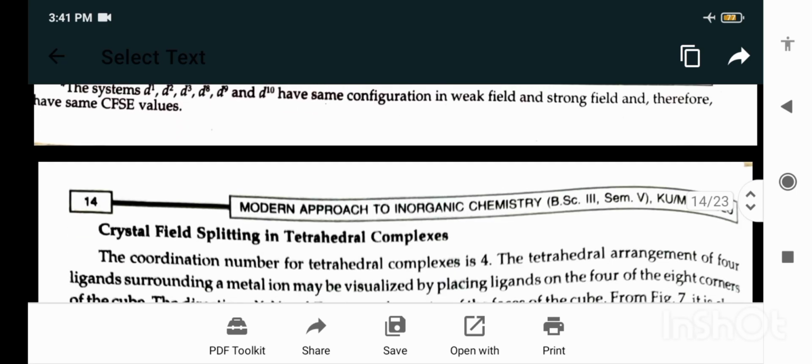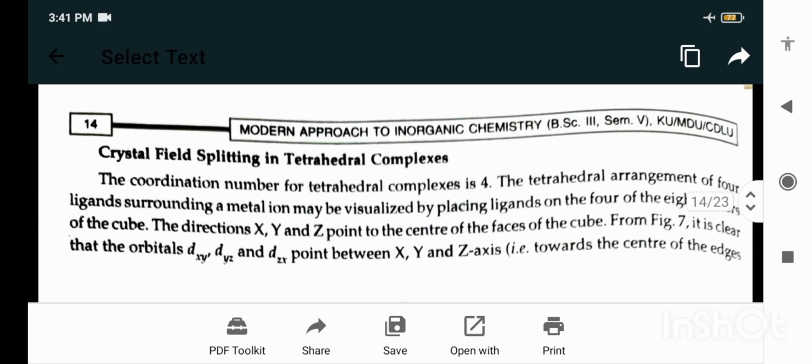The next is the crystal field splitting in the tetrahedral complexes. The coordination number for the tetrahedral complexes is 4. The tetrahedral arrangement of the 4 ligands surrounding a metal ion may be visualized by placing the ligands on 4 of the 8 corners of the cube. The directions x, y, z point to the centers of the faces of the cube.